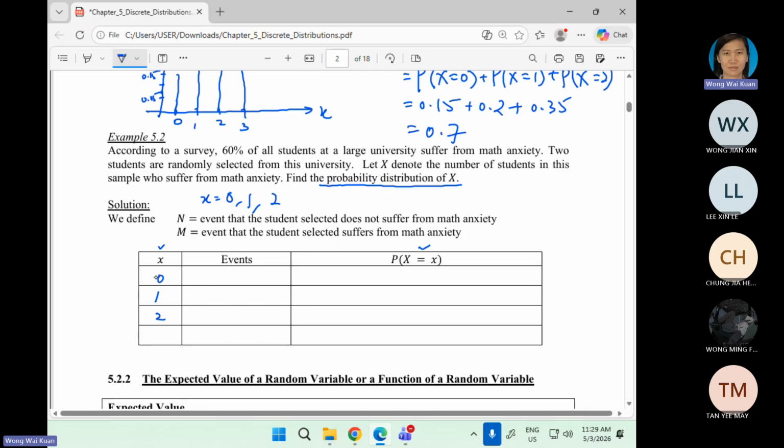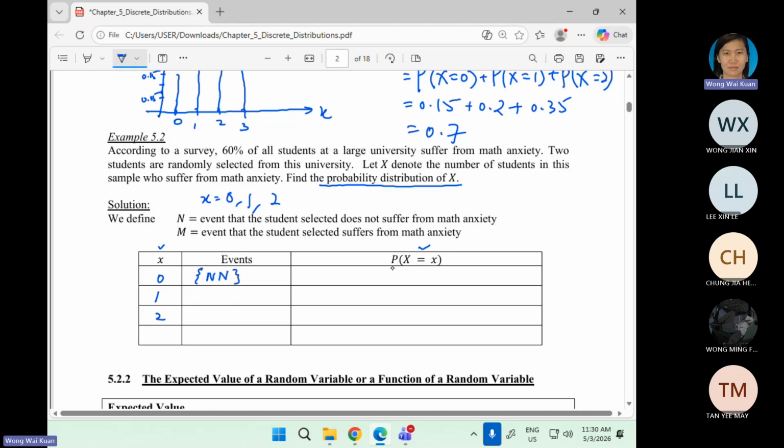So now, how can I have a 0? What are the events? NN. Can I put NN like that? No, because events need to be in set form, right? Events need to be in set form.